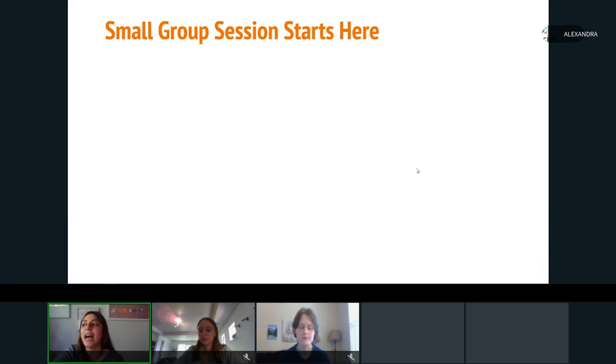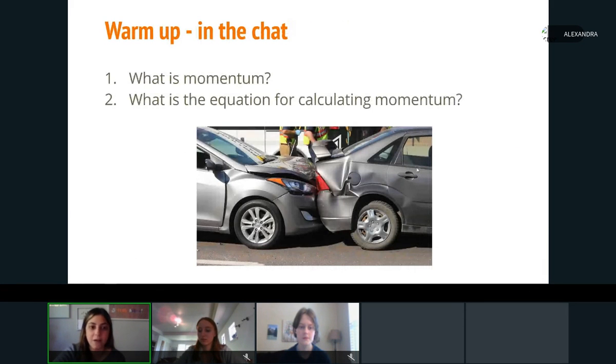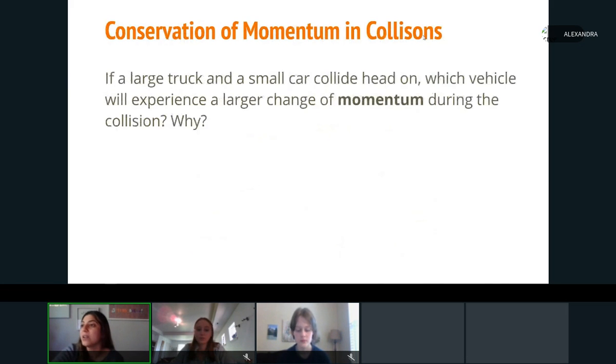So we really have to take into consideration force and technically what we call impact, which we're going to get to today. So let's go ahead and talk about this. We already went through this. If a large truck and a small car collide head on, which vehicle will experience a larger change of momentum during the collision and why?